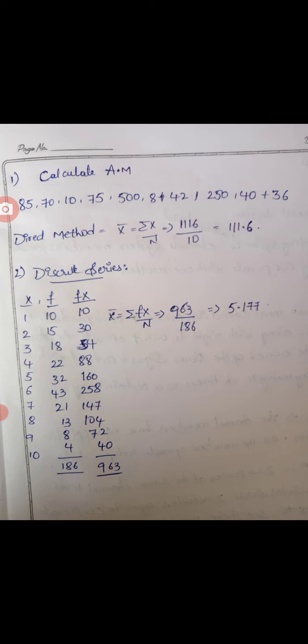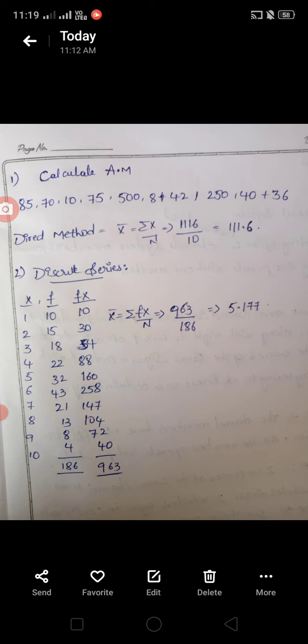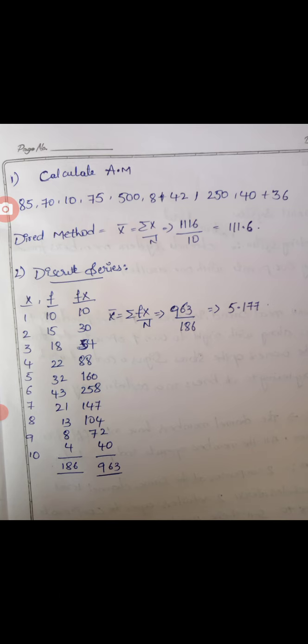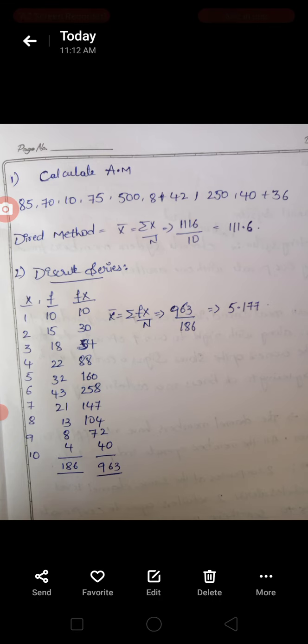Now the total of frequency values will be the n value. So in direct method, n is the number of observations, but in discrete series n is the frequency total. So here the frequency total is 186 and fx total is 963. Now we have to apply the formula. X bar equal to summation fx by n. So fx total is 963 divided by 186, you will get 5.177. This is discrete series.